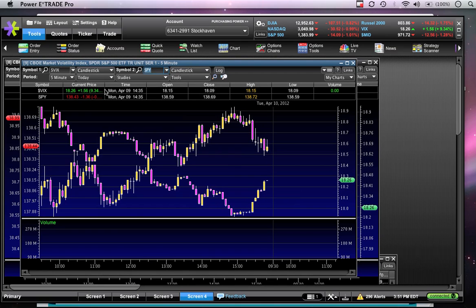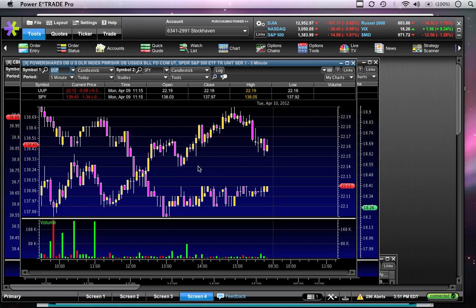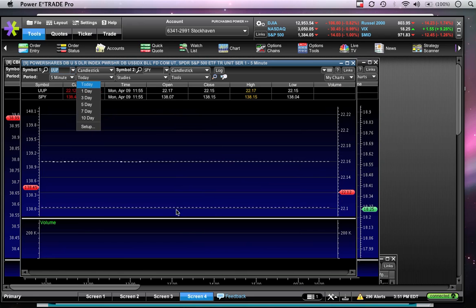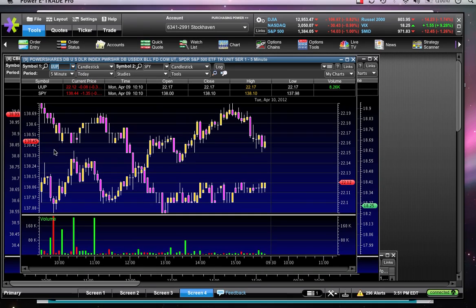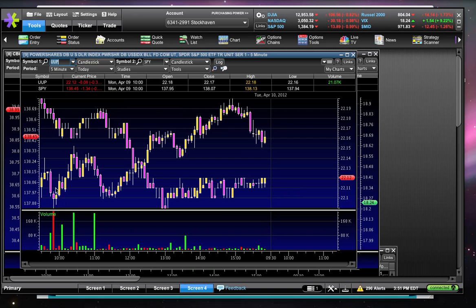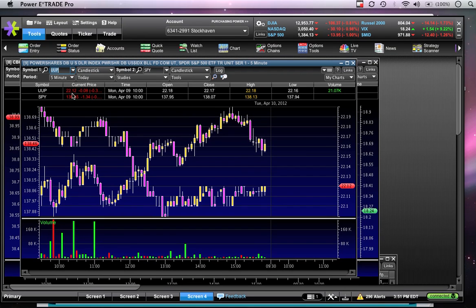Now, let's replace the VIX with the action in the US dollar. UUP shows the dollar. Pretty much the same exact thing for the last 2 days, right? All right, well, we got a gap down today, so it's going to be hard to see. But look at this action today, okay? UUP's on bottom, SPY's on top, so the S&P 500. Again, clear inverse correlation going on right here.